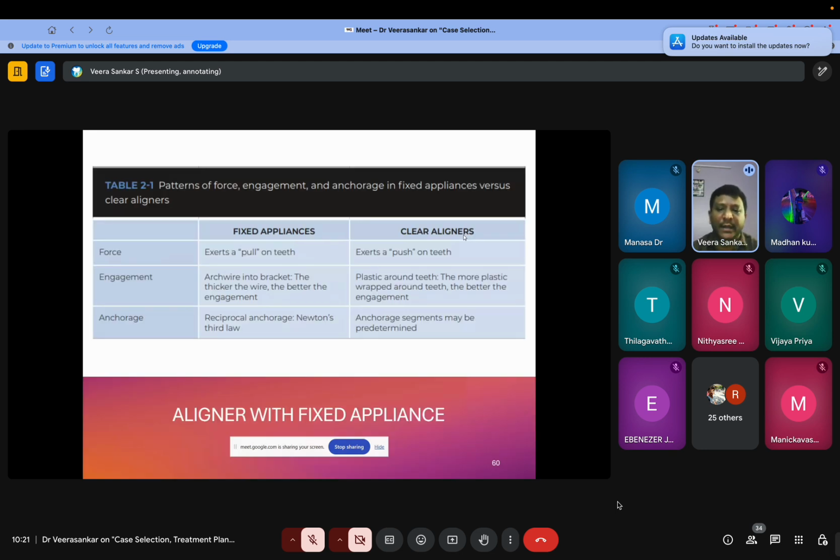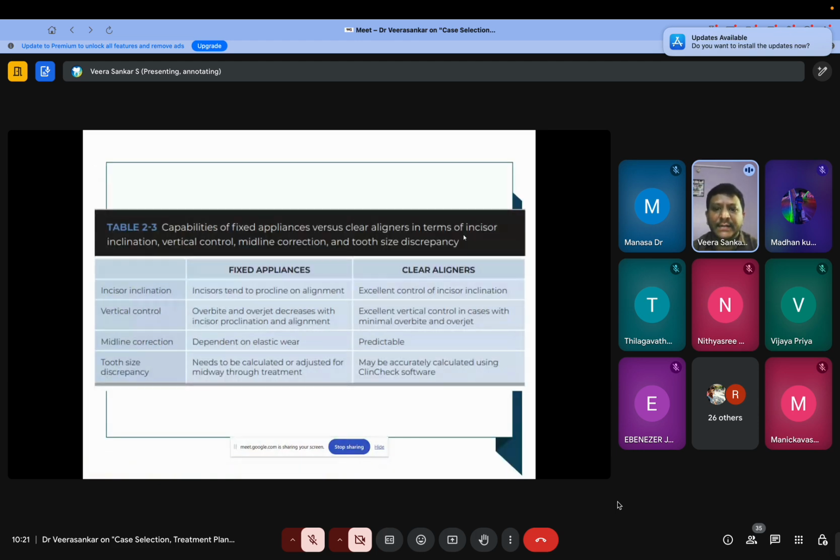Moving on to aligner biomechanics, when compared to the fixed appliance, clear aligners exert a push force on the teeth. Coming to the engagement of the appliance, it is plastic around the teeth. The more plastic wrapped around the teeth, the better the engagement is. Moving on to anchorage, segments can be predetermined when it comes to clear aligners. So inclination and vertical control of the tooth have excellent control when compared to fixed appliances, and midline correction is more predictable with clear aligners.